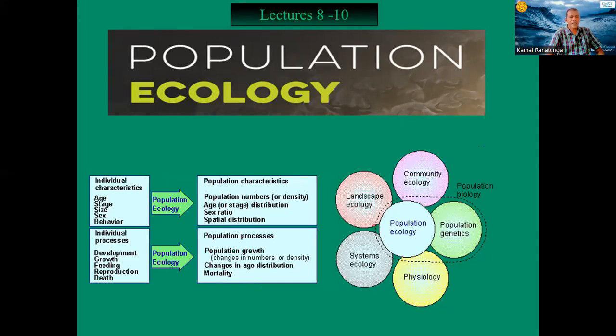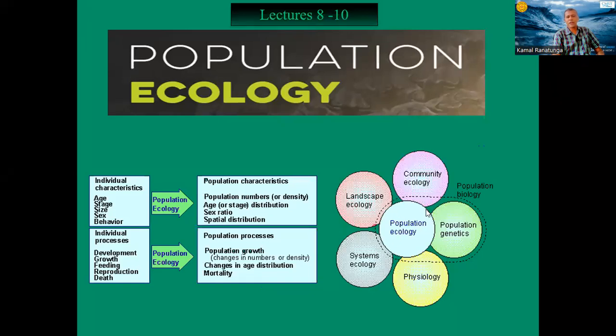I'm not going to define these terms. Previously we discussed individual characteristics and how individuals develop and grow. But in this session, we will talk about population characteristics, not the individuals. We will talk about the numbers in a population, their sex ratio, the population processes and how populations grow. Previously, we discussed how individuals grow, but in this case, how populations grow.